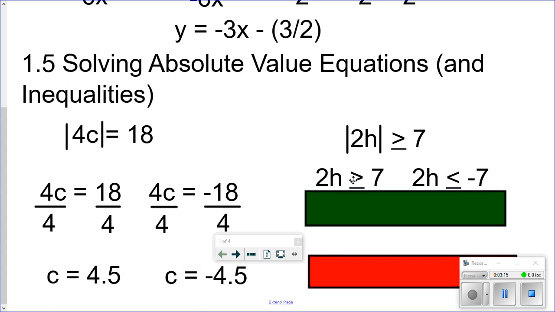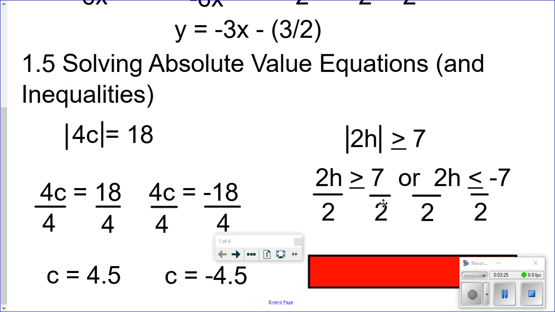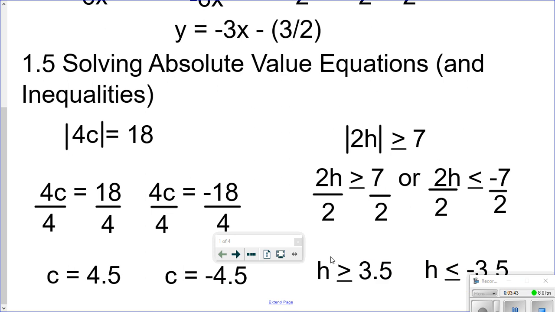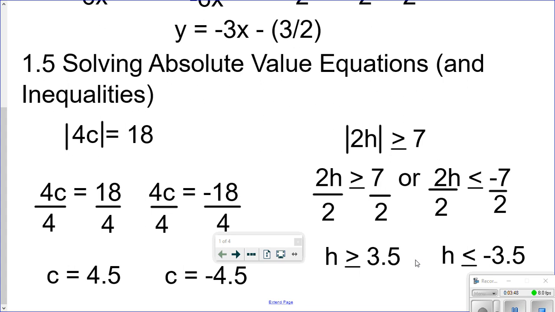So we have 2h is greater than or equal to 7, or 2h is less than or equal to -7. So we solve each of those inequalities by dividing both sides by 2. And so doing that, notice when I wrote my second inequality, I flipped that inequality sign there. And then that would leave us with these inequalities of h is greater than or equal to 3.5, or h is less than or equal to -3.5.